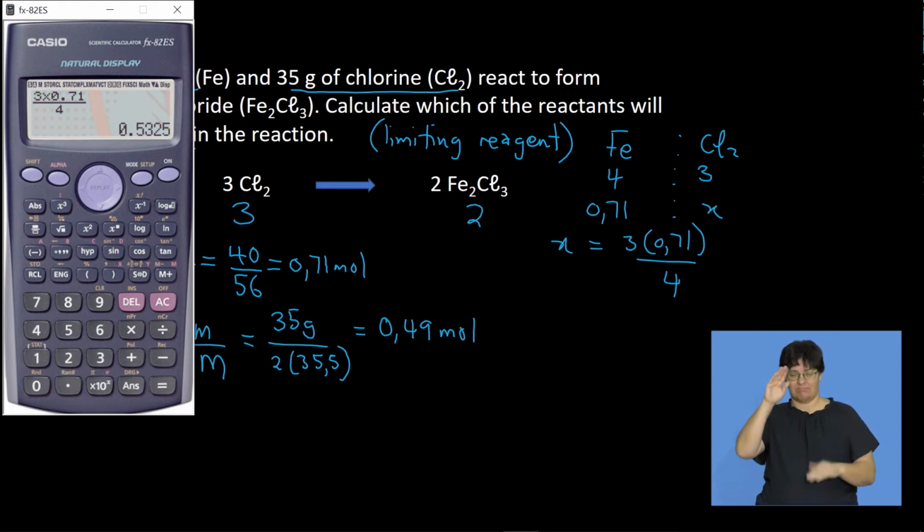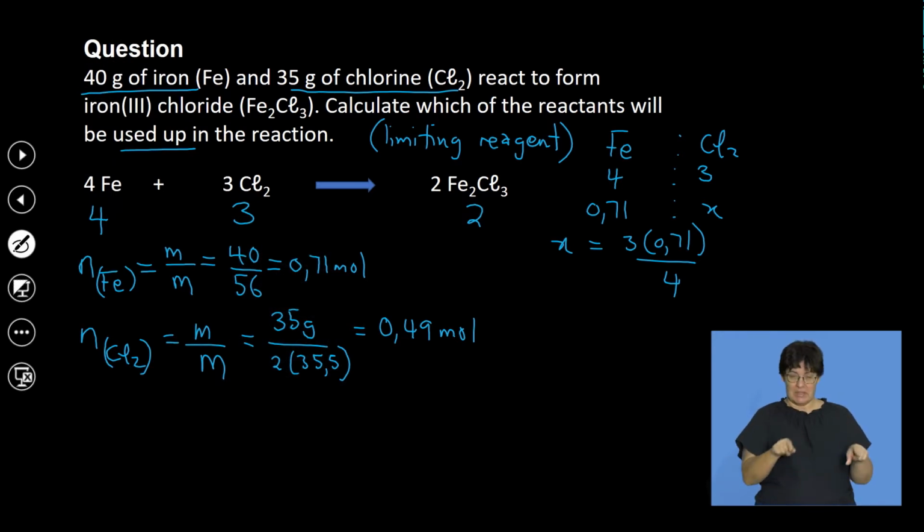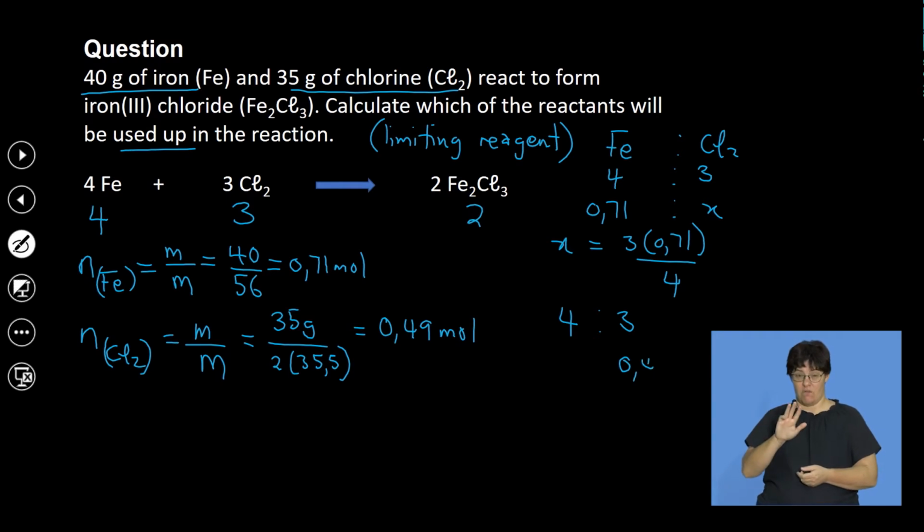Now, let's do it the other way around and use the same ratio of 4:3. Let's say all the chlorine reacts. How much chlorine do we have? 0.49, right?